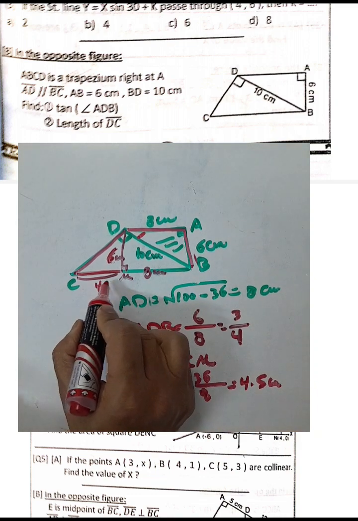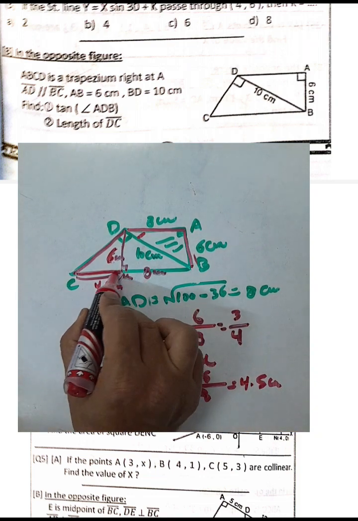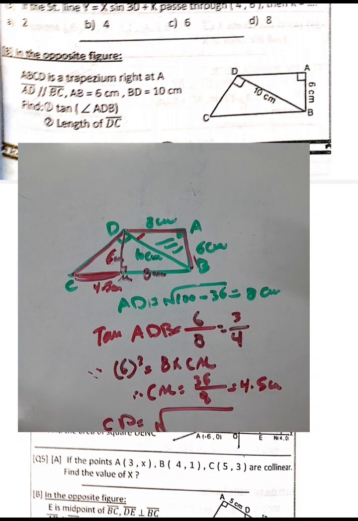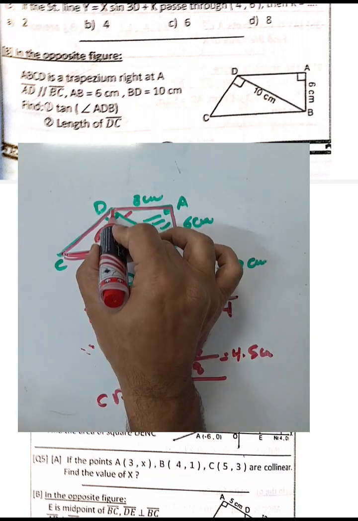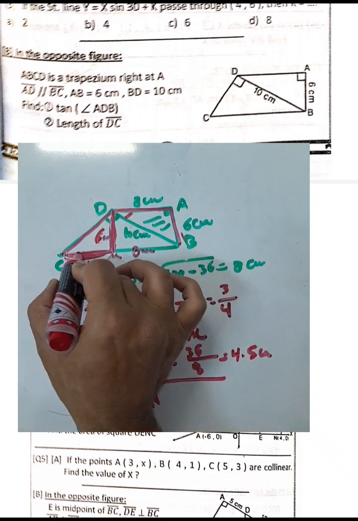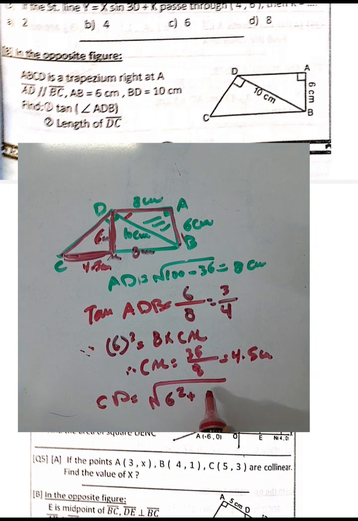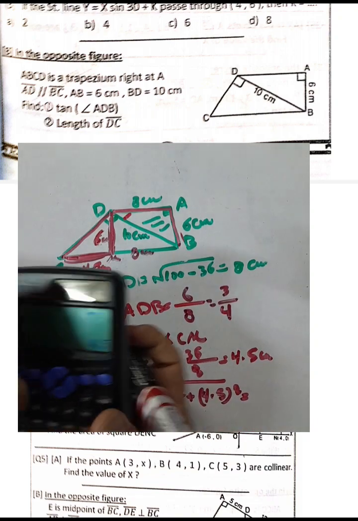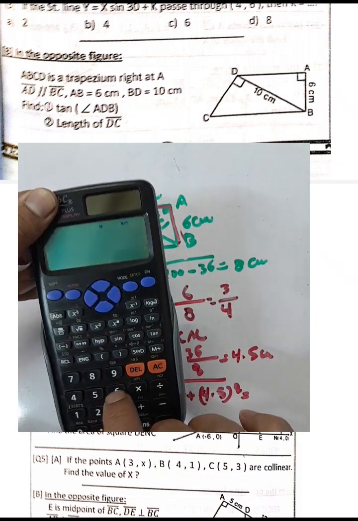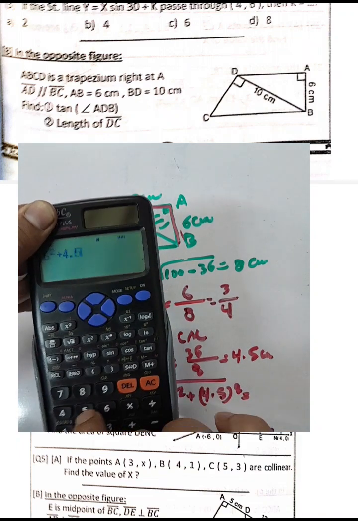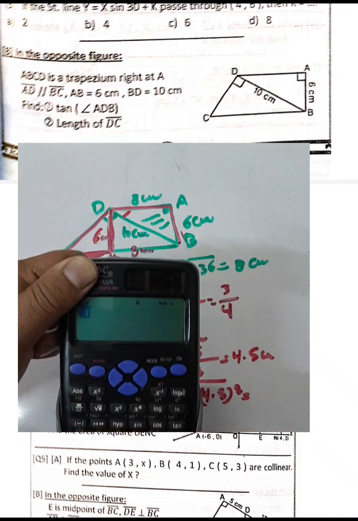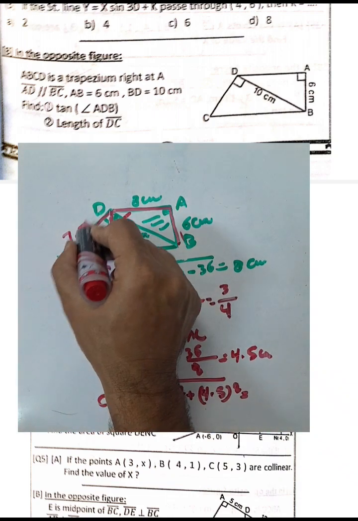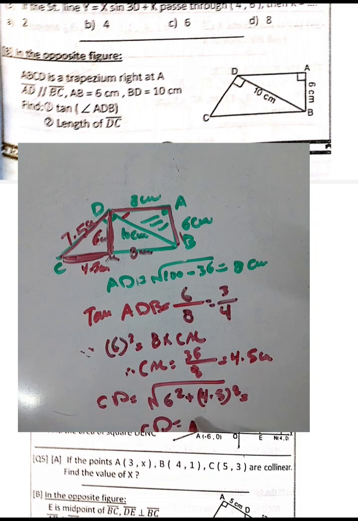4.5 centimeters, this side length here. And then you can find CD from Pythagoras, right? Square root of 6 squared, this side, plus 4.5 squared. Type 6 squared plus 4.5 squared in the calculator, and then take the square root of the answer. The result will be 7.5 centimeters, then CD equals 7.5.